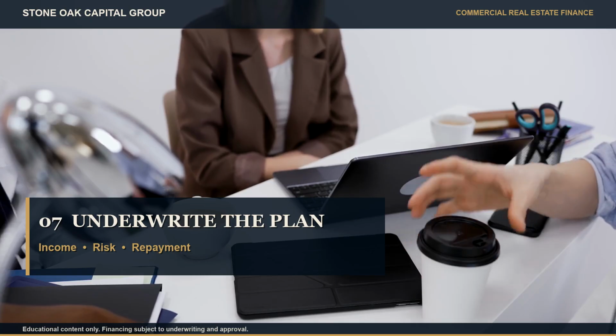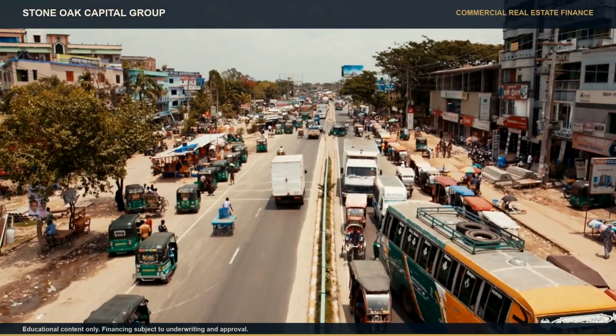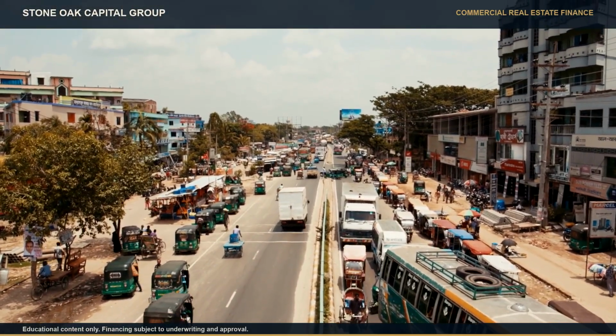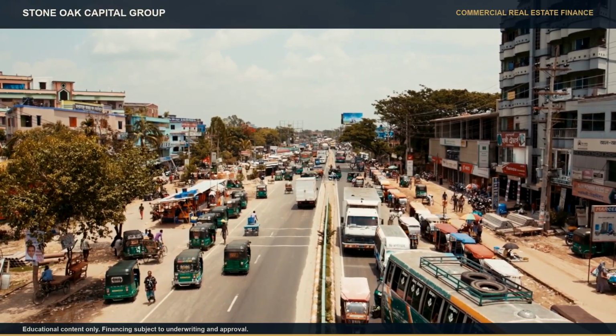When the property, the capital stack, and the repayment plan are clear, lenders can evaluate the opportunity faster, sponsors can compare structures more intelligently, and everyone can focus on the risks that actually matter.